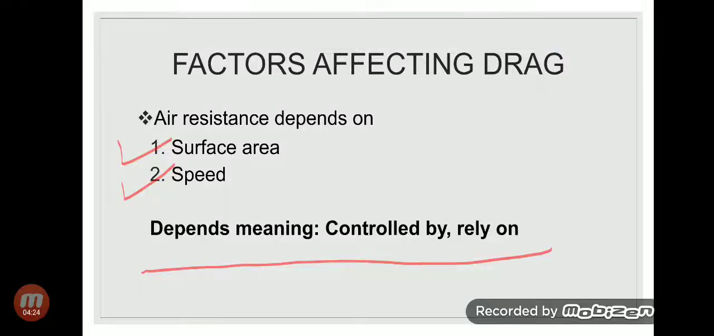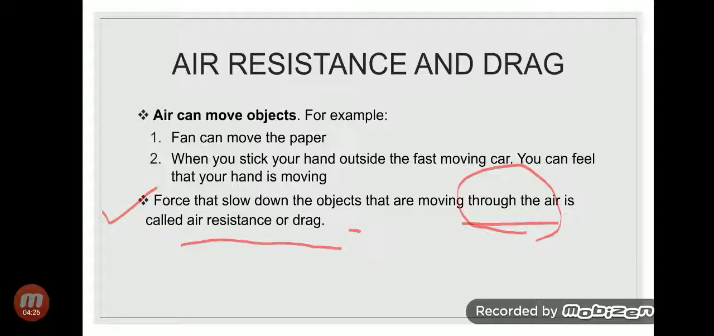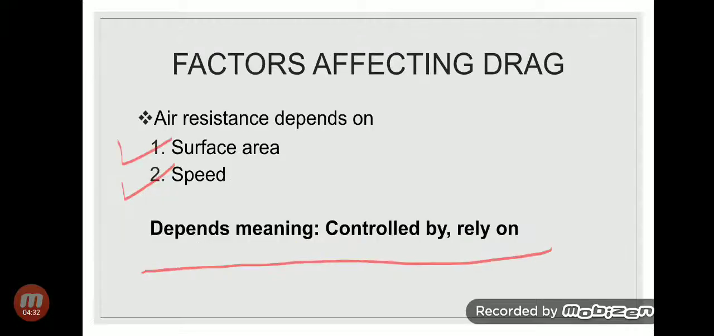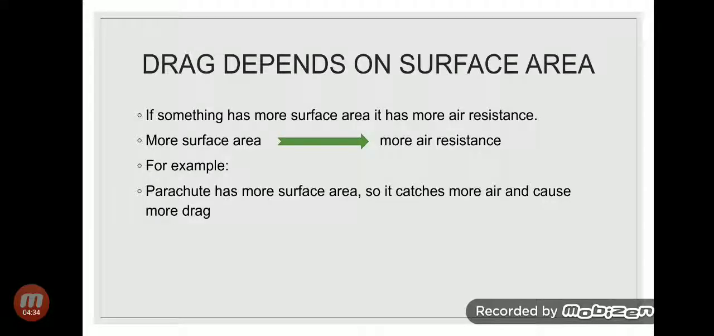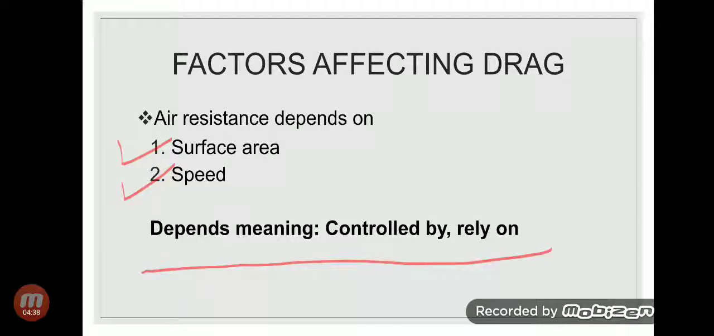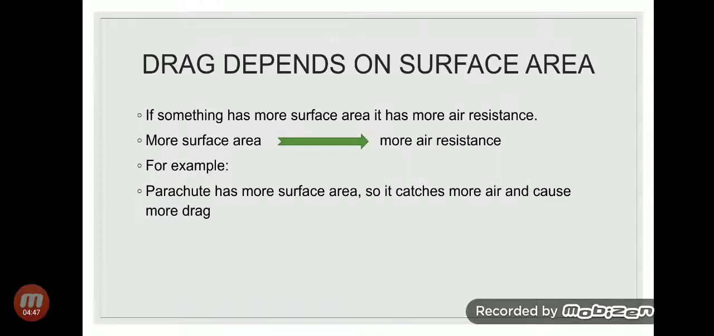Okay, and what is air resistance and drag? The force that slows down the objects that are moving through the air is called air resistance or drag. I told you that there are two things on which air resistance depends. Number 1, surface area. Number 2, speed. First of all, we will discuss surface area.